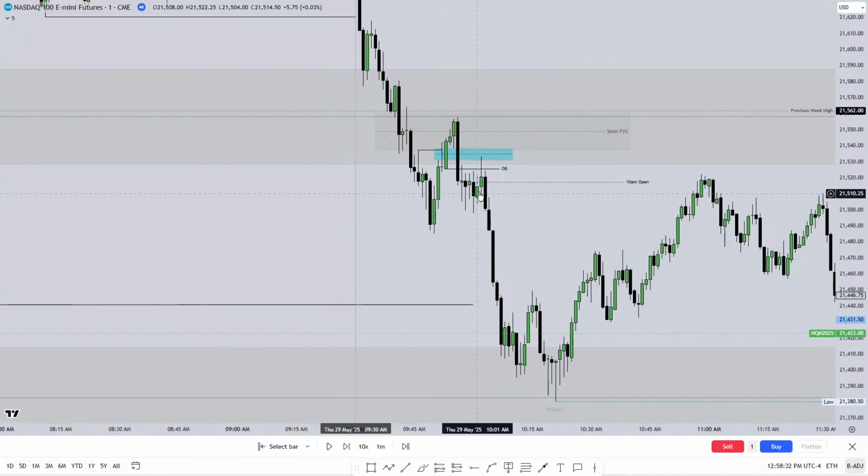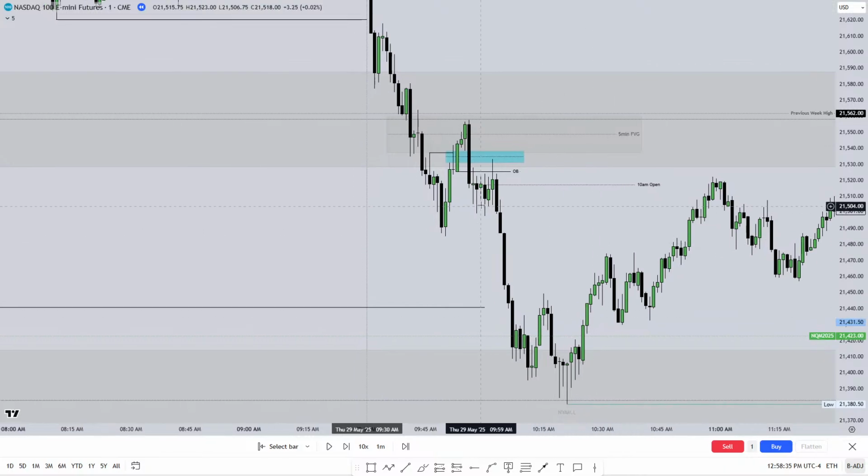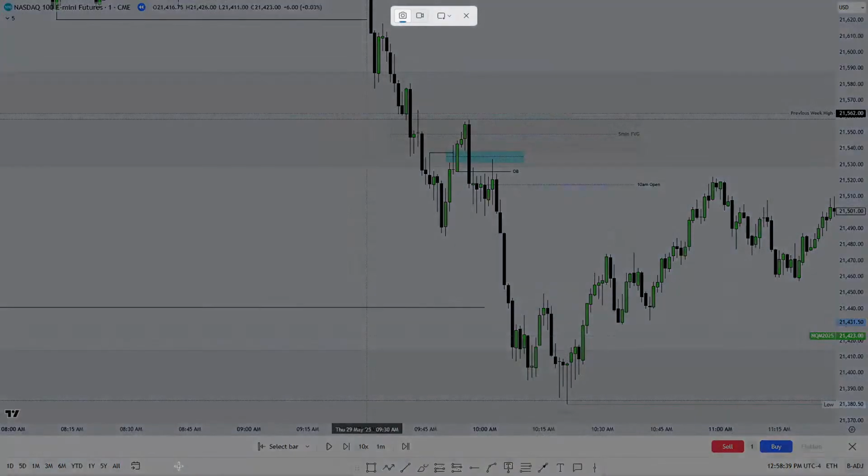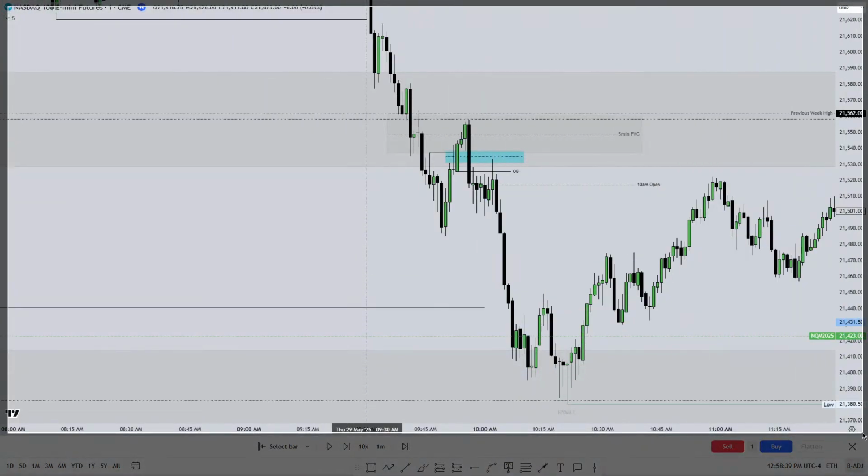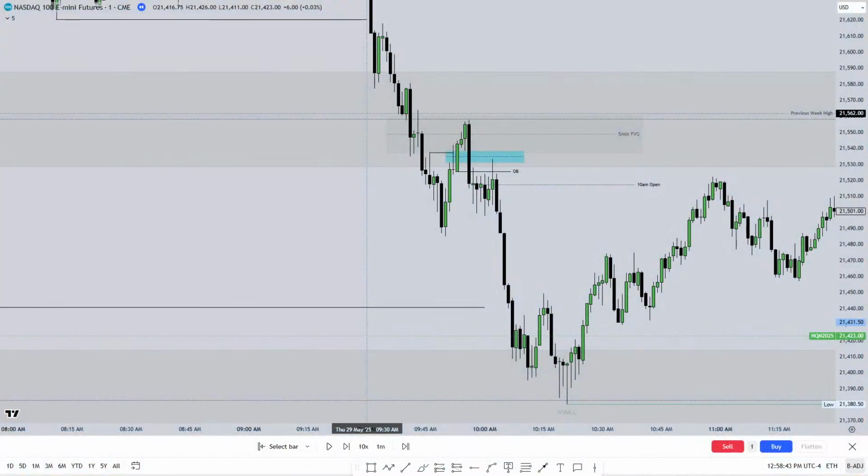This was good too. 10 a.m. open high into this, and then that's when the move lower started. Some manipulation, distribution. Very, very nice. All right, let's get this last day done, then call it a morning.